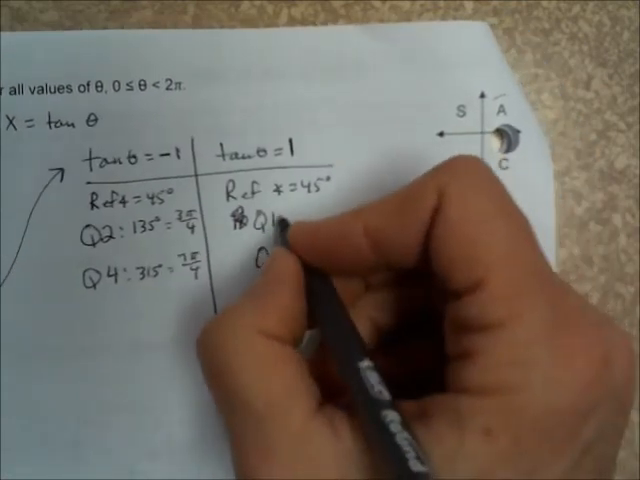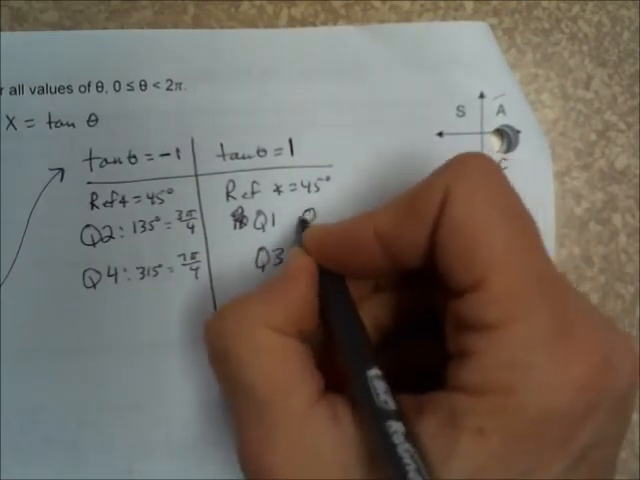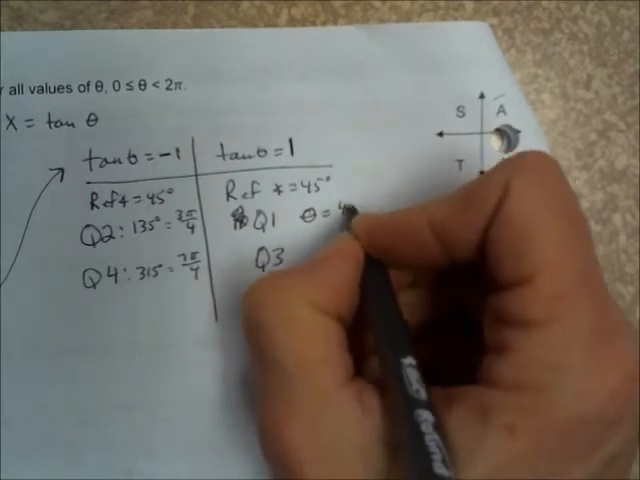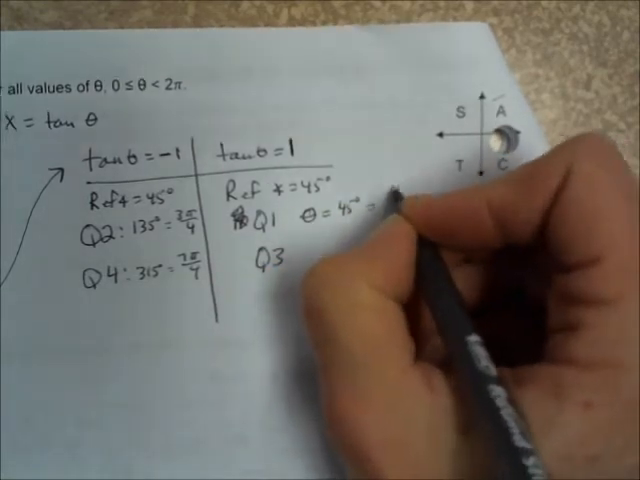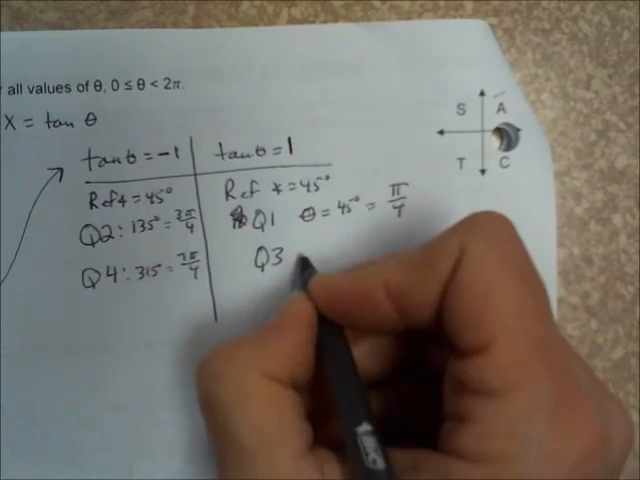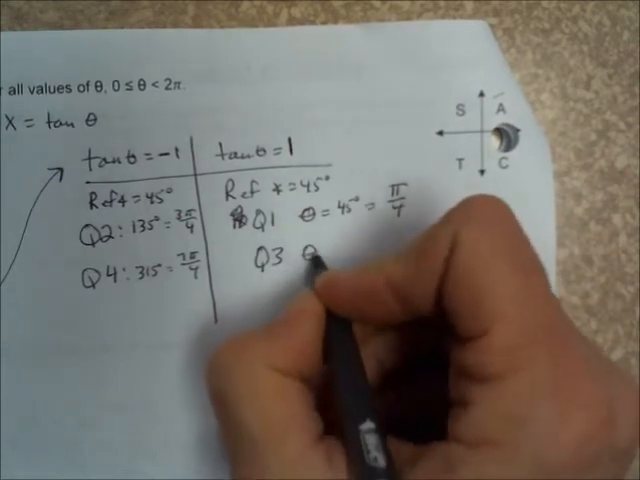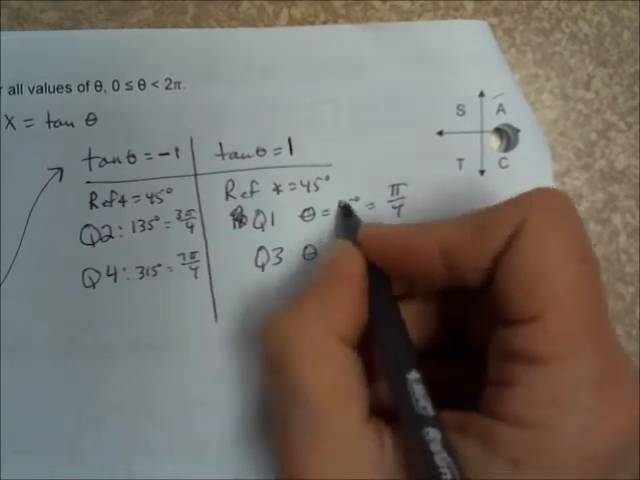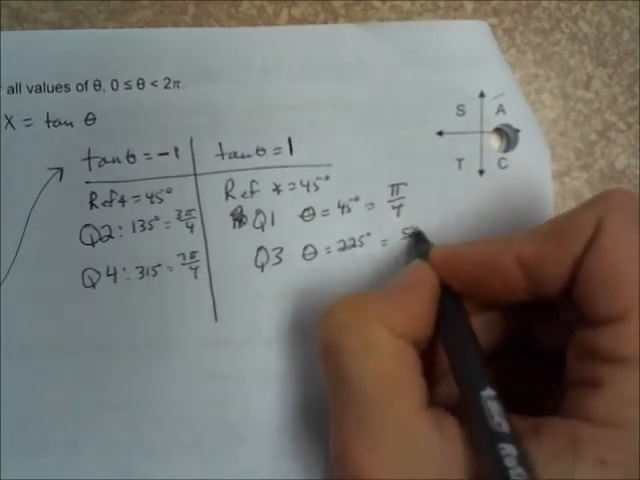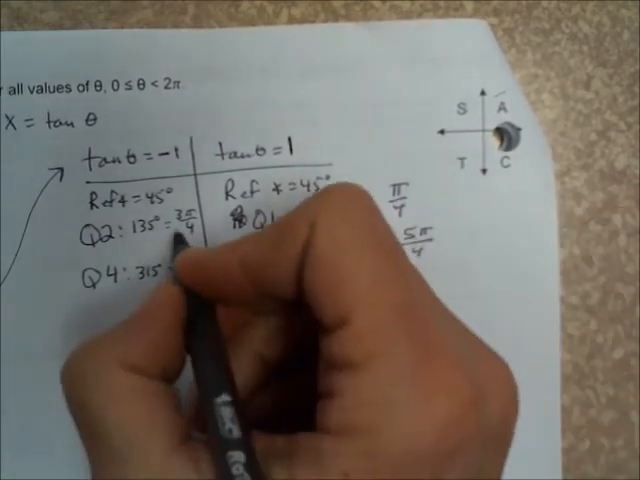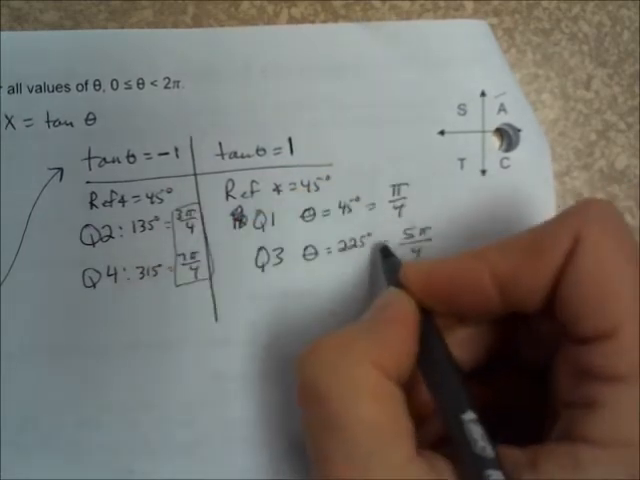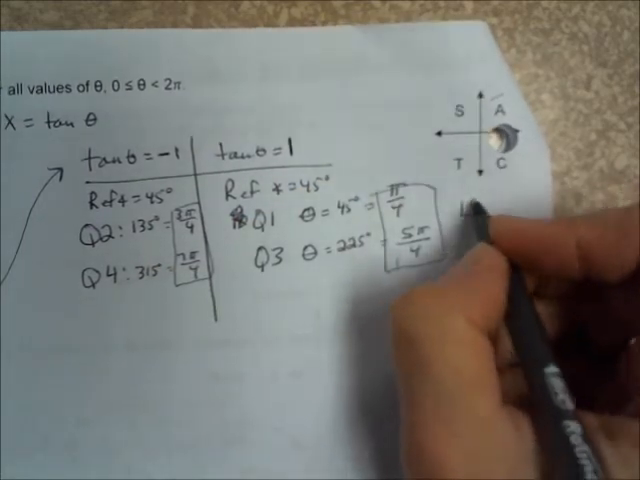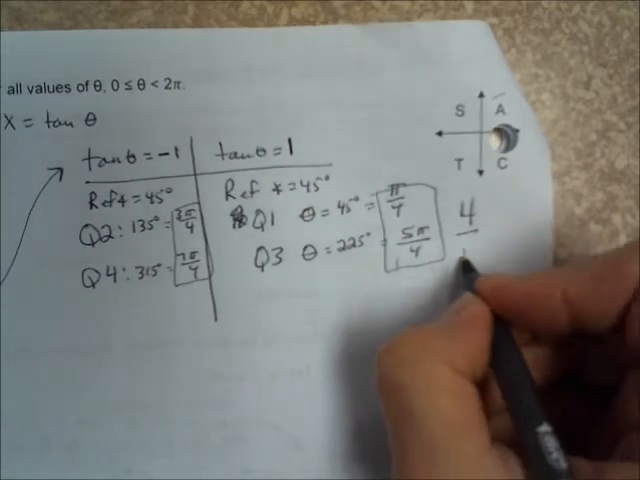Over here in quadrant 1, the theta value is the same value as the reference angle, and 45 degrees is pi over 4. In quadrant 3, theta is 225 degrees. It's 180 plus 45, and that turns into 5 pi over 4. So we have 4 answers to this problem.